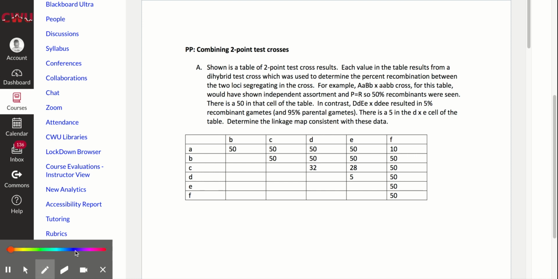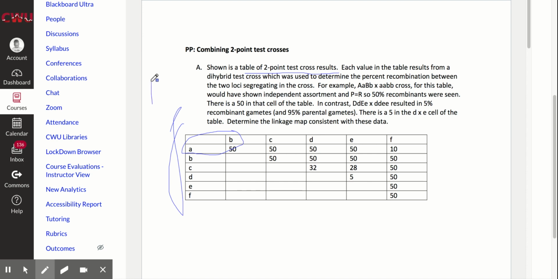So one thing we want to be able to do is combine the data from two-point test crosses into a map that has more than just two things in it, right? Our two-point test cross tells us if two loci are linked, and if they are linked, their relative distance, the percent recombination, the map units, whatever it is we've calculated. So here we're working with a table of two-point test crosses.